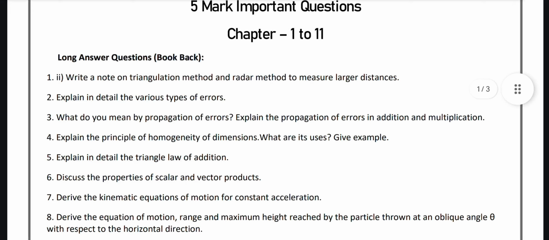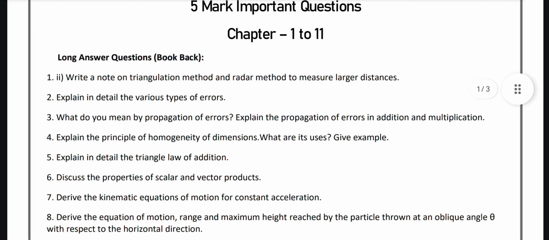Second. Explain in detail the various types of errors. Third. What do you mean by propagation of errors? Explain the propagation of errors in addition and multiplication. Fourth. Explain the principle of homogeneity of dimensions. What are its uses? Give example.